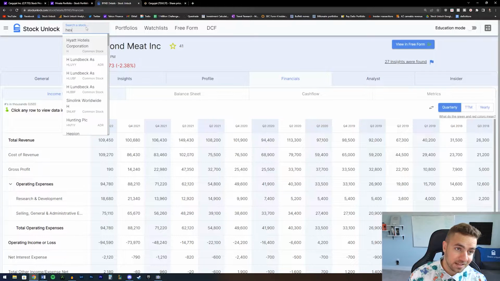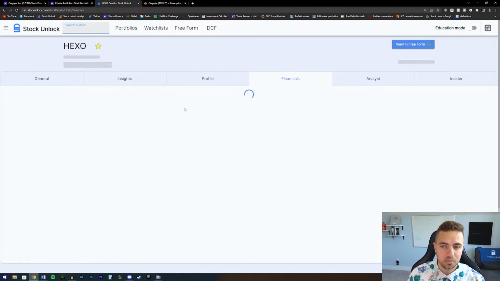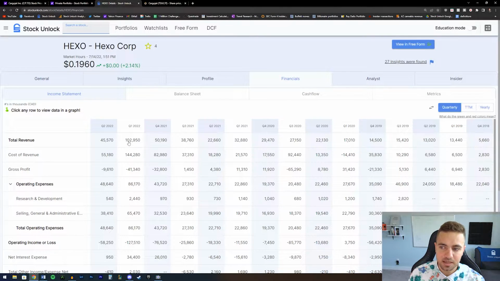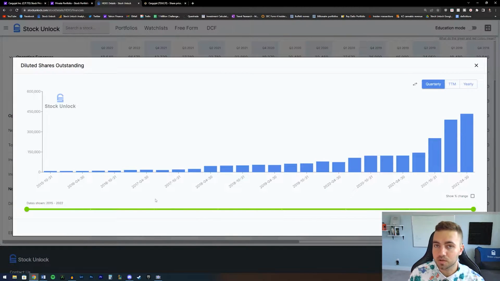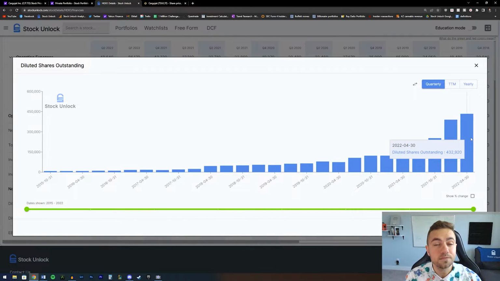Now, another example that you really do not want to see, that you can find on the income statement, is by taking a look again at the company's diluted shares outstanding. Right now we're taking a look at a business called Hexo. This is a Canadian cannabis company. Back here in 2015, we can see that the company had about 7.3 million shares outstanding, okay? Now, in the most recent quarter, they had nearly 433 million shares outstanding.